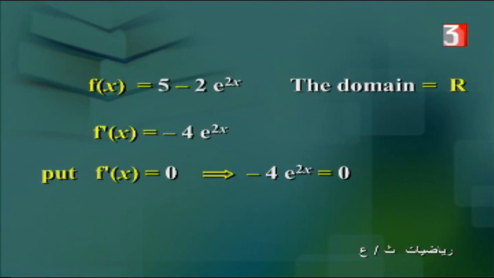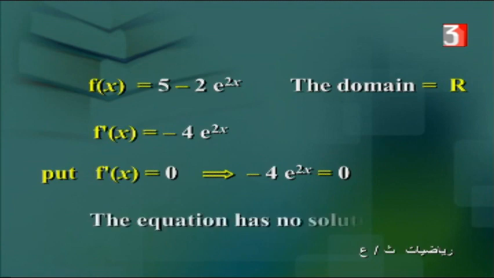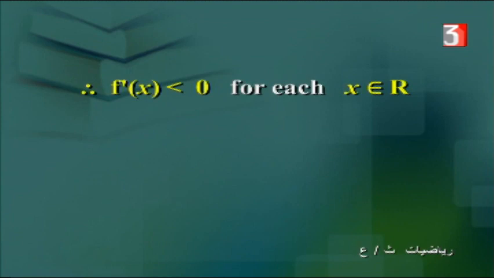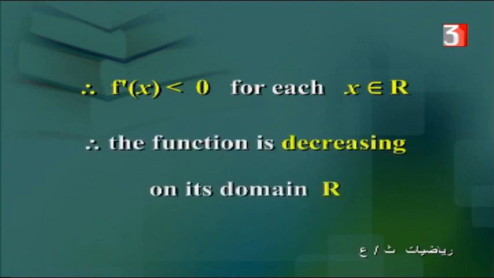This equation has the exponential function e power 2x. Then the equation has no solution in R because the exponential function is positive. Then f dash x is smaller than 0 for all values of x, or for each x that belongs to R. Then the function is decreasing on its domain R.